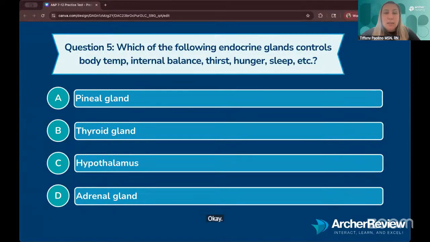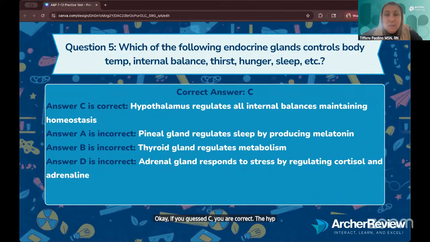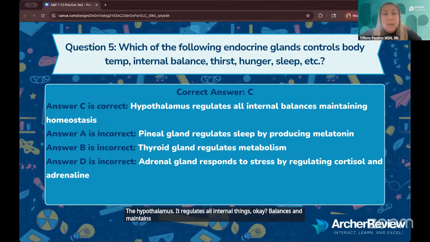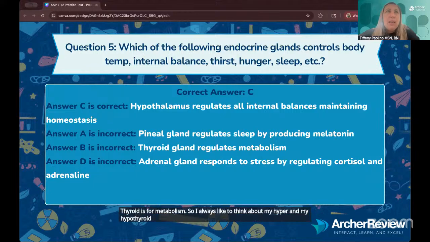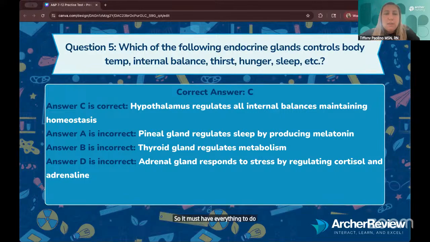Okay, if you guessed C, you are correct. The hypothalamus. The hypothalamus regulates all internal things, okay? It balances and maintains homeostasis. The pineal gland is for sleep, so that's melatonin. Thyroid is for metabolism. So I always like to think about my hyper and my hypothyroidism. They have slow metabolism with the hypo and high metabolism with the hyper. So it must have everything to do with metabolism.